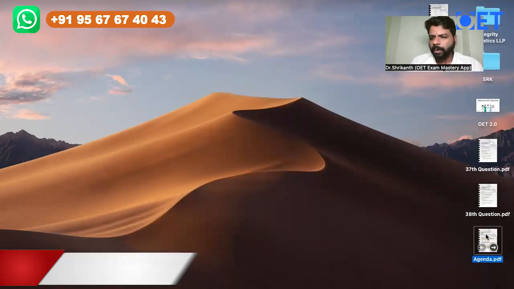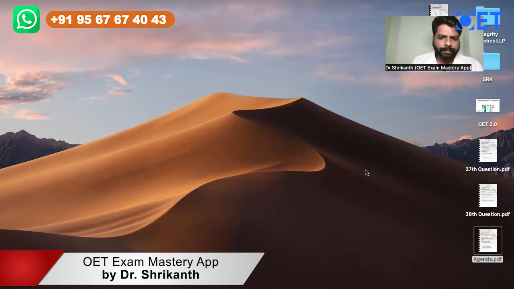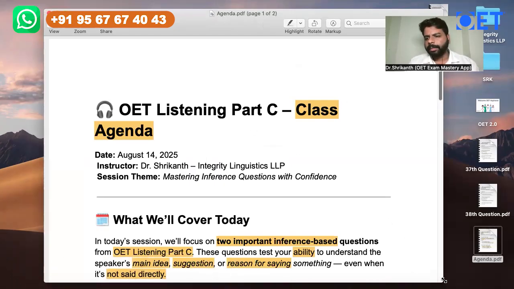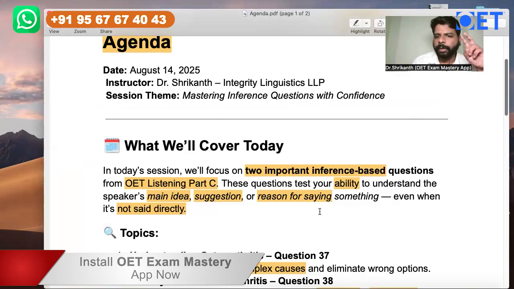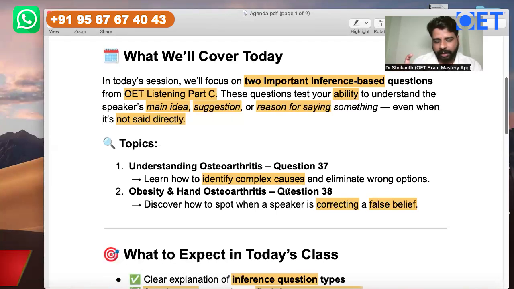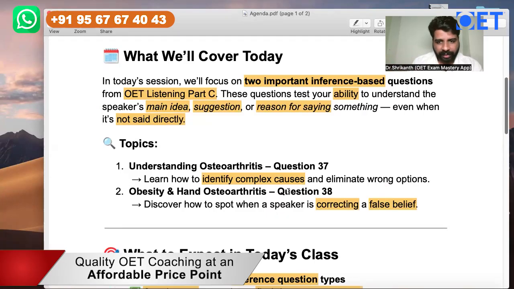So let's just have a small recap of the session for today. What did we say? We talked about OET Listening Part C. We covered two very important, very challenging inference type questions. That is identifying complex causes, about osteoarthritis, and suggesting regarding helping patients. That was an inference type question as well.